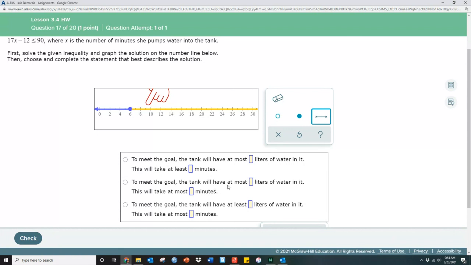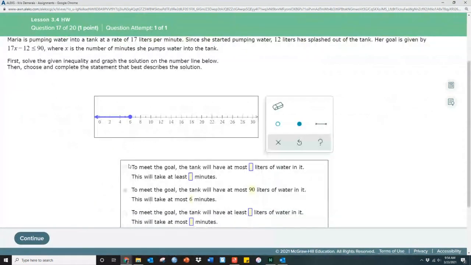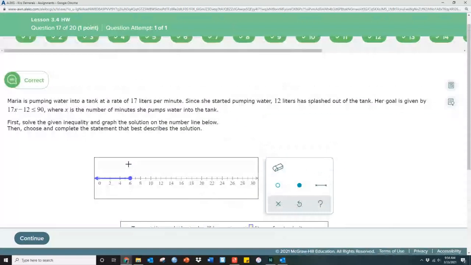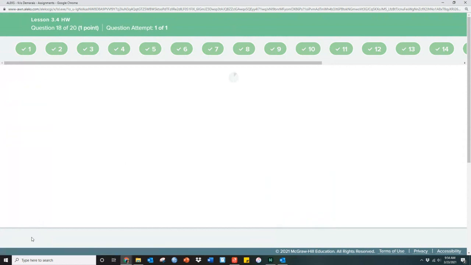So to meet the goal, the tank will have at most 90 liters of water in it, right? Because that's what we're saying here. And this will take at most 6 minutes. And this is all about reading and understanding what you're reading, and then making sense out of it. This is difficult for a lot of students, so make sure that you're taking time with it.